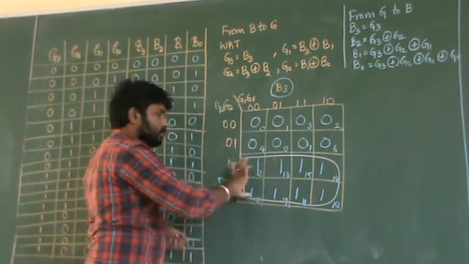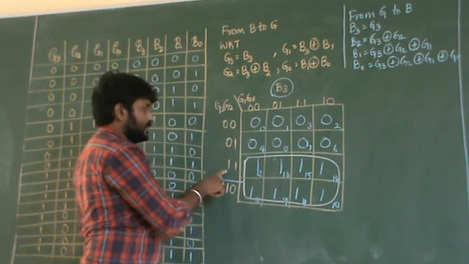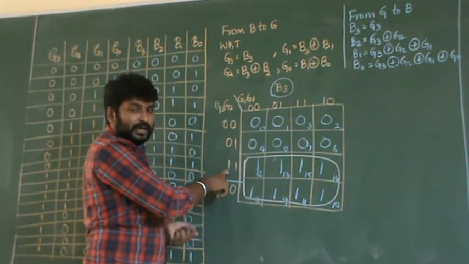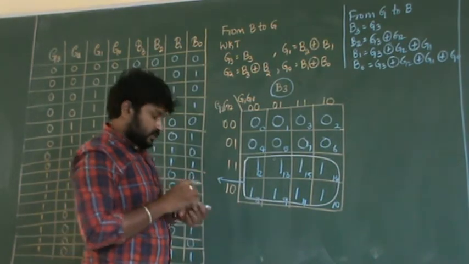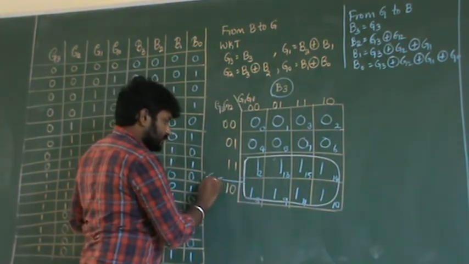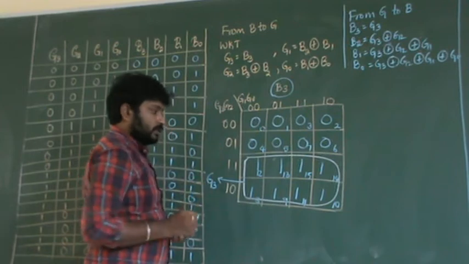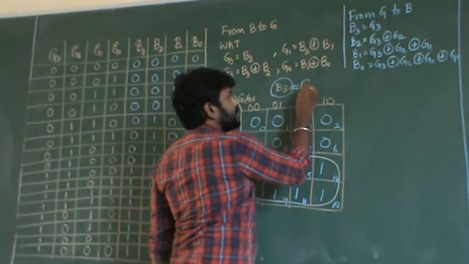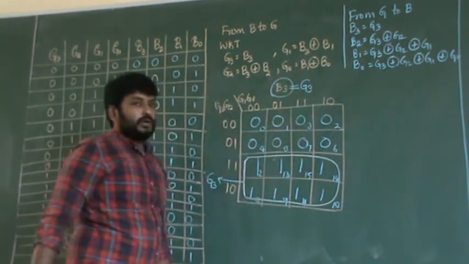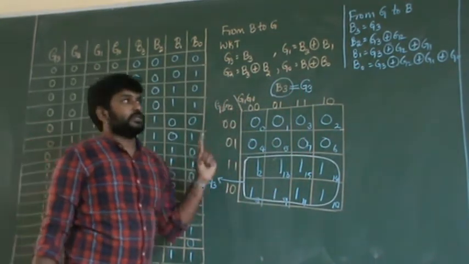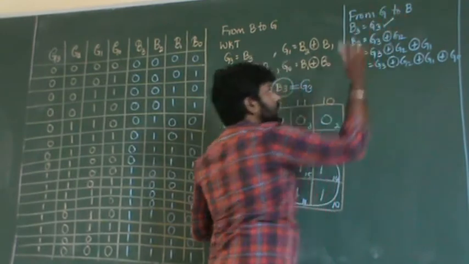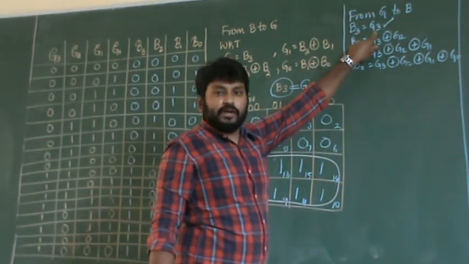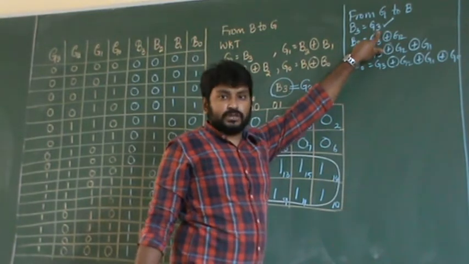And if you just grow vertically, it is mapping with respect to G3, and G3 is taking the value 1. So therefore, the expression for this particular group is G3. So now I can write B3 is equal to G3. Therefore, B3 is equal to G3. So you have got this particular expression. So B3 is equal to G3, right?